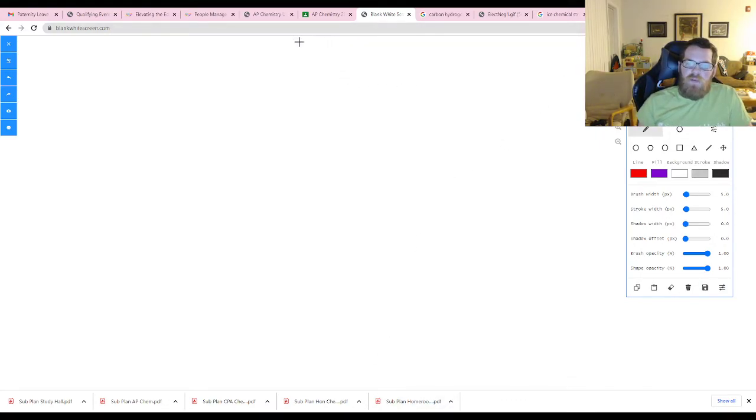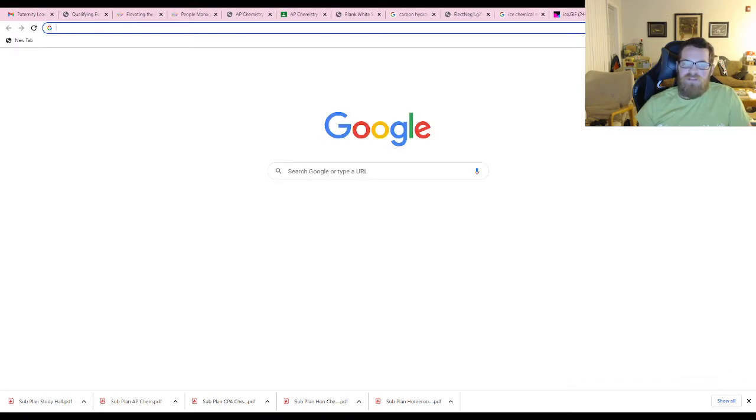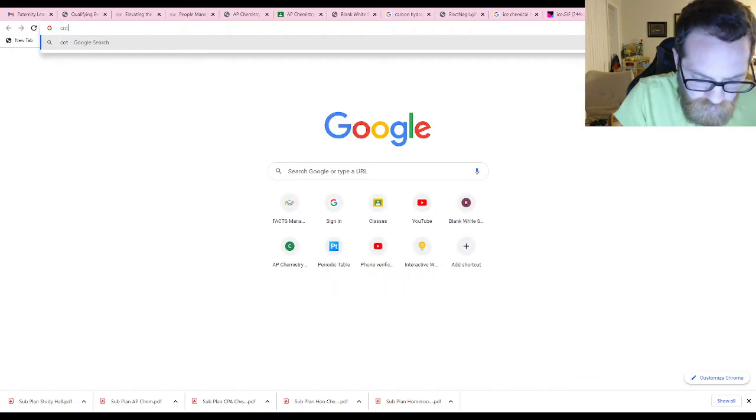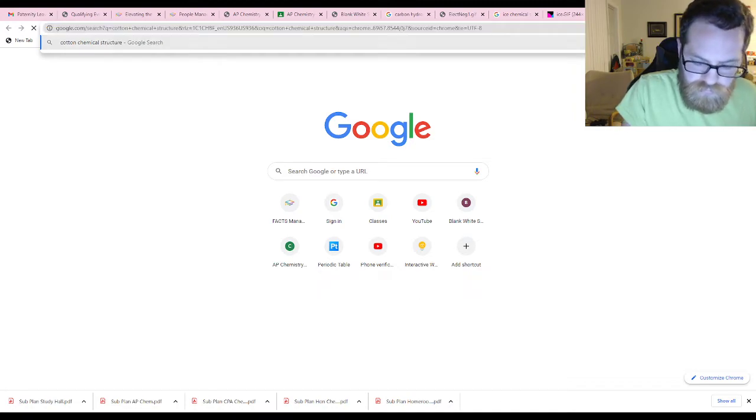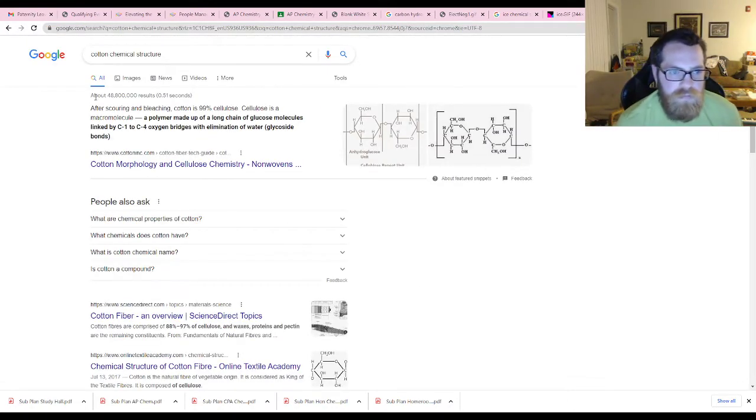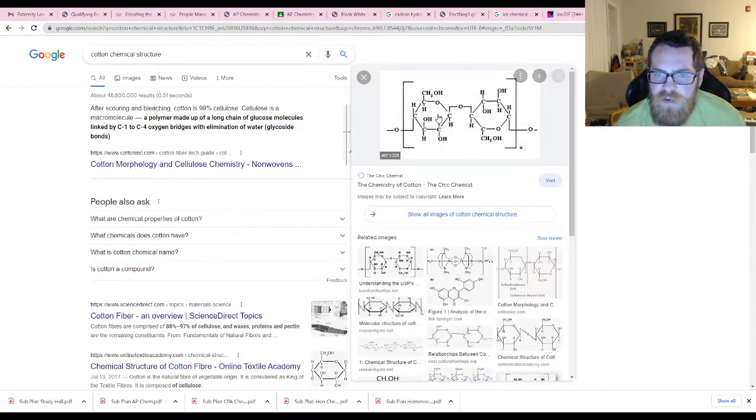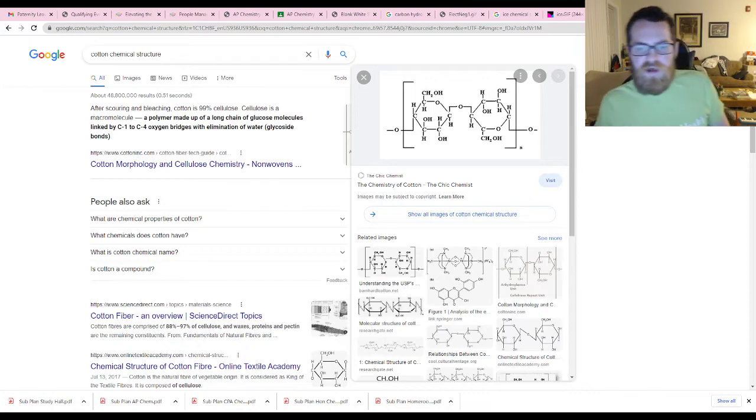Lastly, I want to actually, more as a fun fact if anything, show you the chemical structure of cotton. This is the chemical structure of cotton. It has lots of oxygens and hydrogens. These oxygens and hydrogens lead to a lot of hydrogen bonds, a lot of dipoles, and a lot of intermolecular forces.